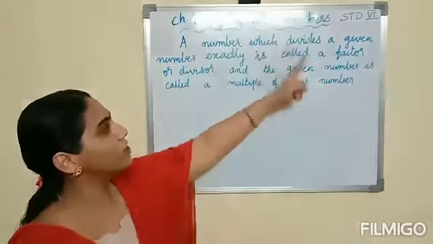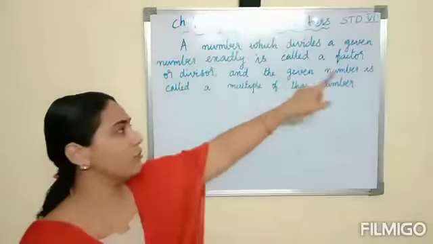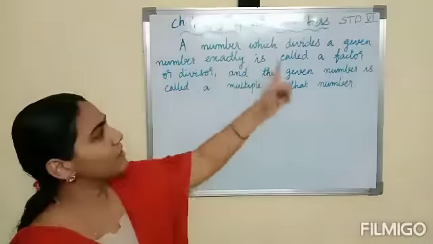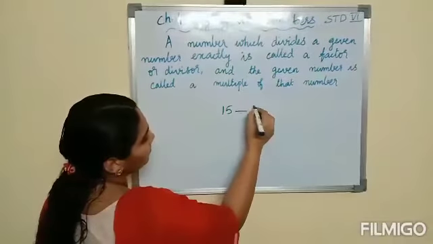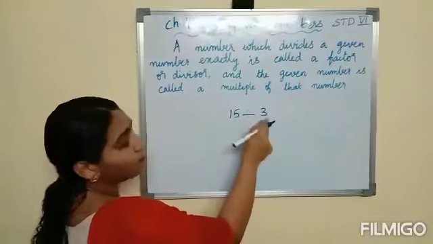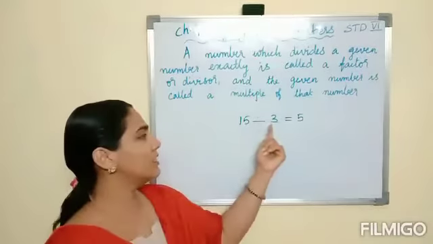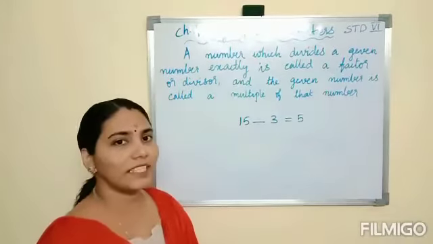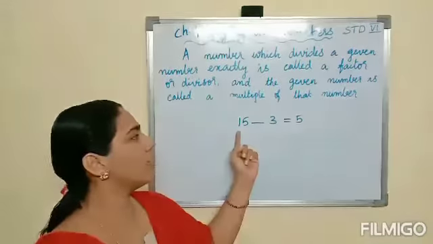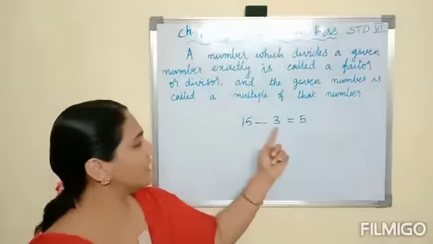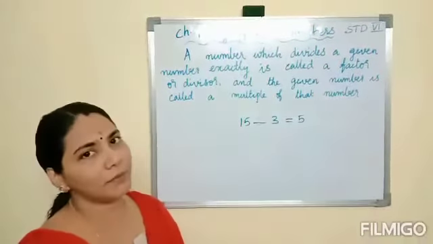A number which divides a given number exactly is called a factor or divisor. There are two names for factor and divisor. That means if you can divide 15 by 3 without any remainder, that means if you divide 15 by 3, you will get the remainder as 0, then 3 is called the divisor of 15 and 15 is called the multiple of 3. So 3 is called the divisor or factor of 15 and 15 is called the multiple of 3.